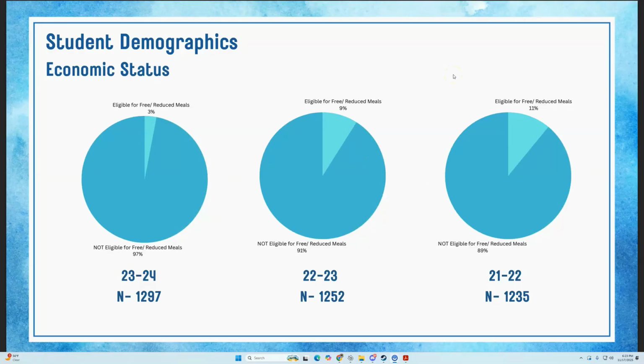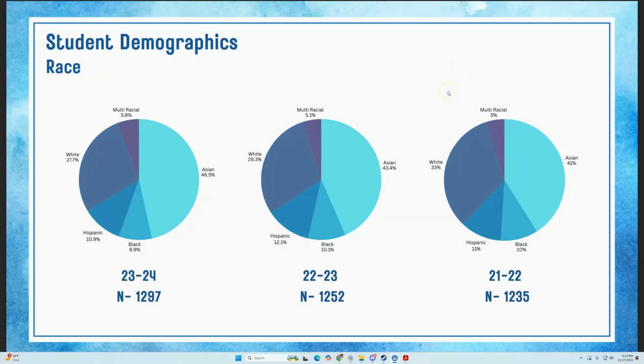Here we have our economic data, which is actually a little bit more interesting. You can see from the year 2021 to the year 2024, we have had a steady decline in students eligible for free and reduced lunch. Our racial demographics also are mildly interesting. You can see between 21 and 24, we have had a steady increase in our Asian population and a steady decrease in our white population, with multiracial, Hispanic, and Black staying relatively consistent throughout the years.